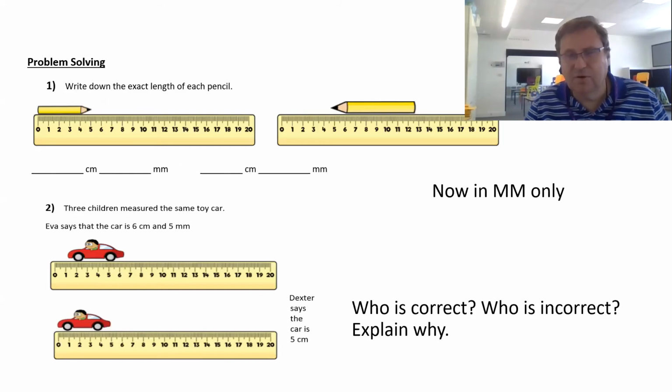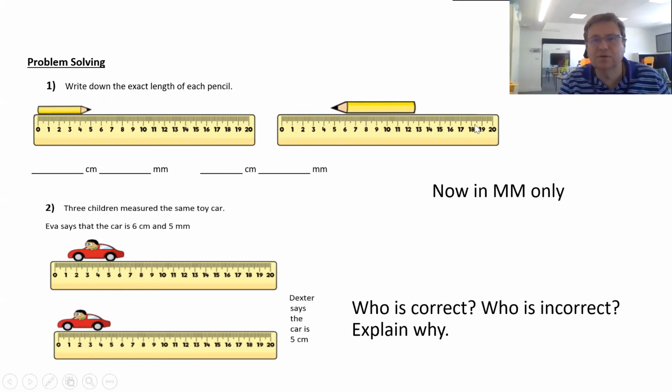So when we've done that, here's some simple problem solving things for you to do. So freeze the screen, look at this and answer these problem solving questions. So write down the exact length of each pencil, and each pencil might be a slightly different length because obviously, just like in this class, they've probably been sharpened away as people have been using them.